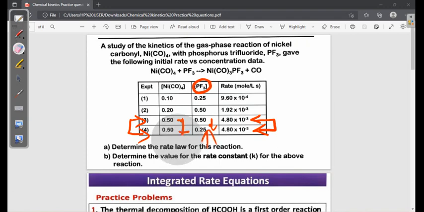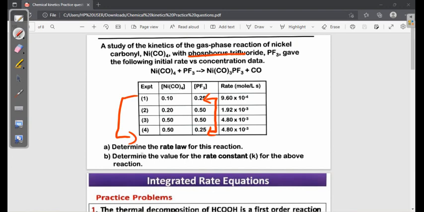How about the other one? How can we make a decision about the nickel carbonyl? We can look at a part where the other one is constant. If you check where phosphorus trifluoride was constant, 0.25 in the first and the fourth experiment, it was constant. But there was an increase in the concentration of nickel carbonyl. Now try to observe the rate as well. The rate also increased.